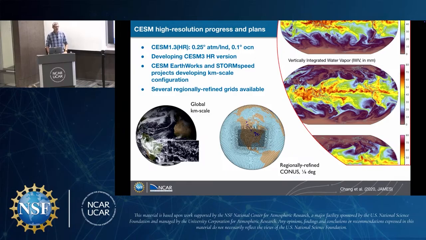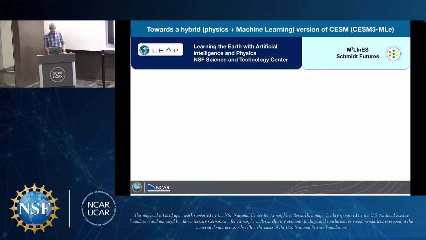And we also have the option to run with regionally refined grids, where you can telescope in a particular region to get higher resolution. And that's another nice way, a much less computationally expensive way, to at least have resolution in the area of interest for your project. And we're increasingly able to support these regionally refined configurations. We're also working on a hybrid model. We're calling it the CSM3 MLE, Machine Learning Enhanced version of the model. We're taking advantage of 2 big projects, LEAP, the NSF Science and Technology Center, and also M²LInES, which is a Schmidt Futures supported activity.